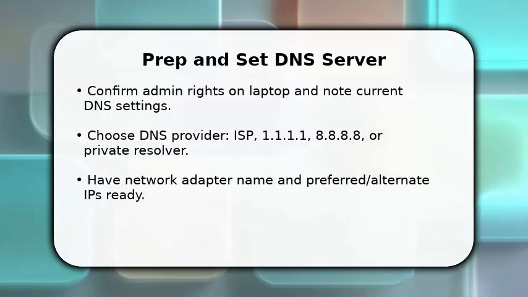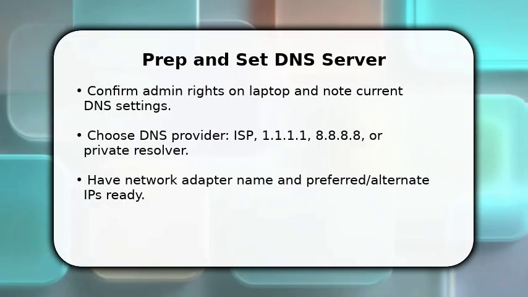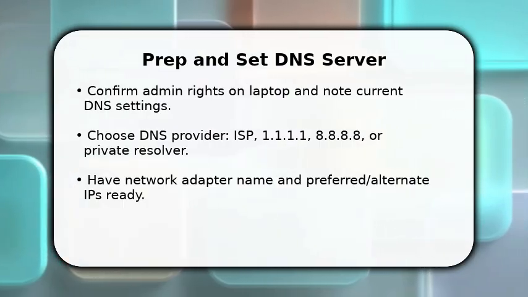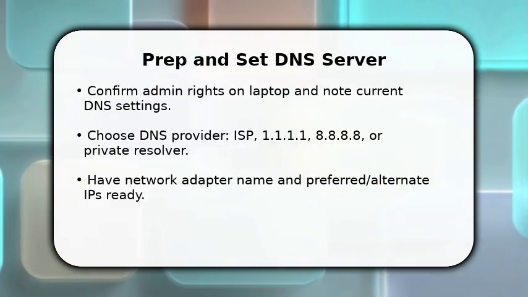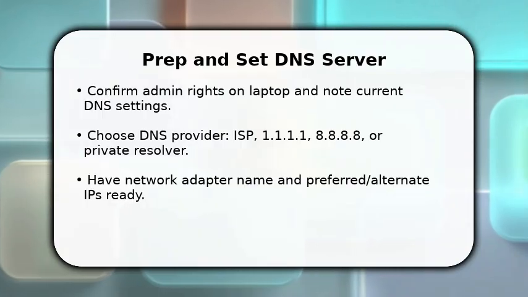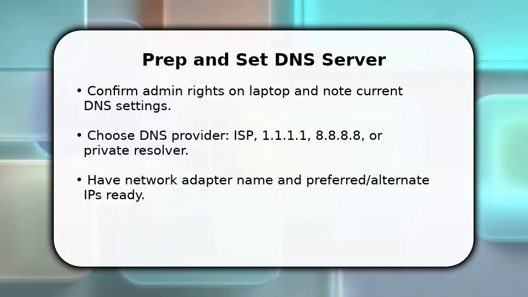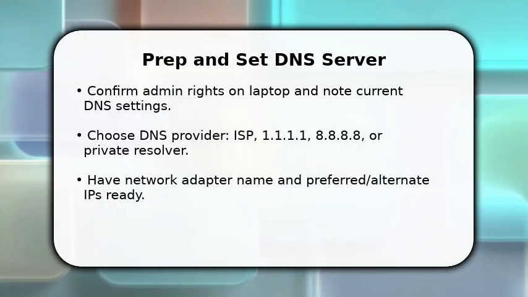You start by confirming you have administrative access because changing DNS requires elevated rights. Once done, pick your DNS provider. Common public choices are 1.1.1.1 or 8.8.8.8, and note preferred and alternate IPs.